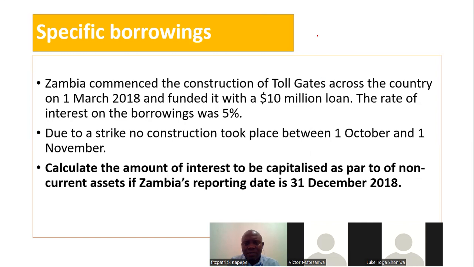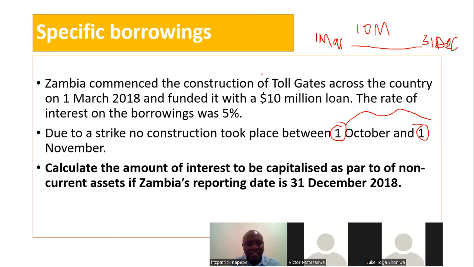So from 1st March to 31st December, which is how many months? Victor, how many months from 1st March to 31st December? That's about 10 months. So there was a month of inactivity, from 1st October to 1st November. This month, it was inactive. So meaning that we only remain with 9 months worth of interest that we will need to capitalize.